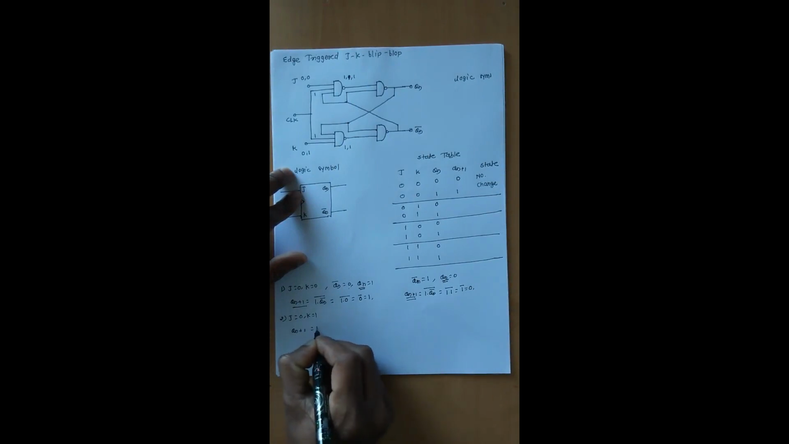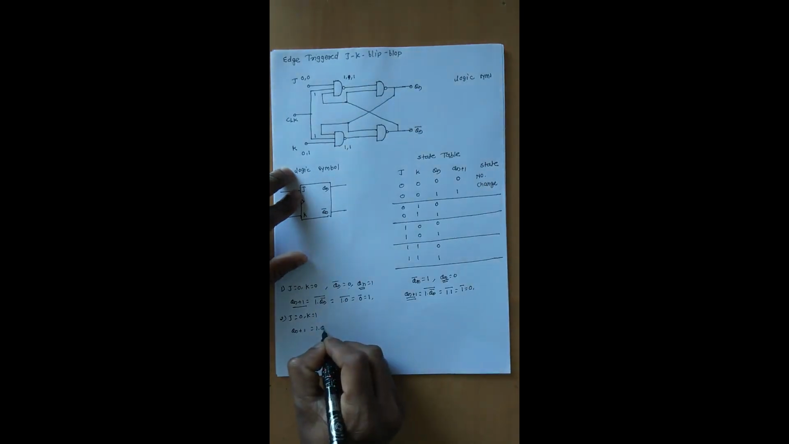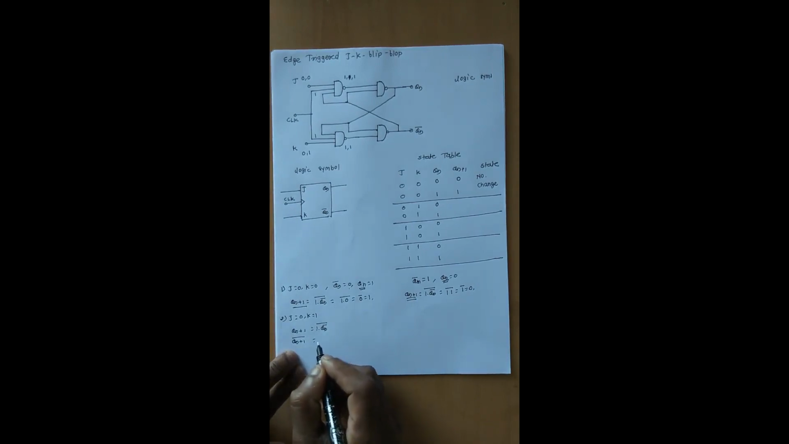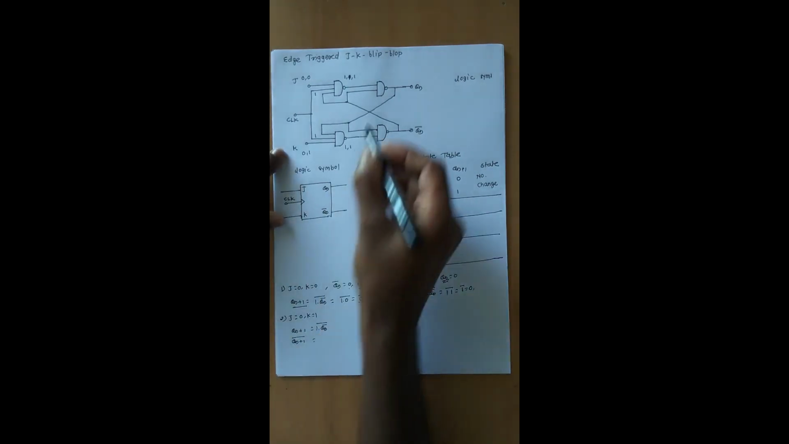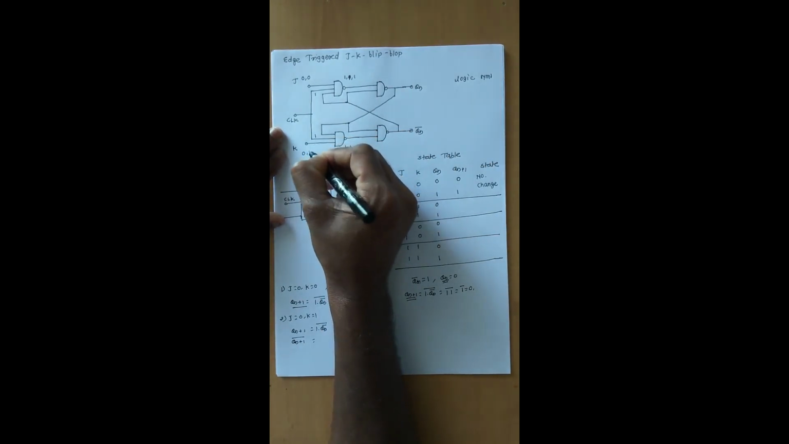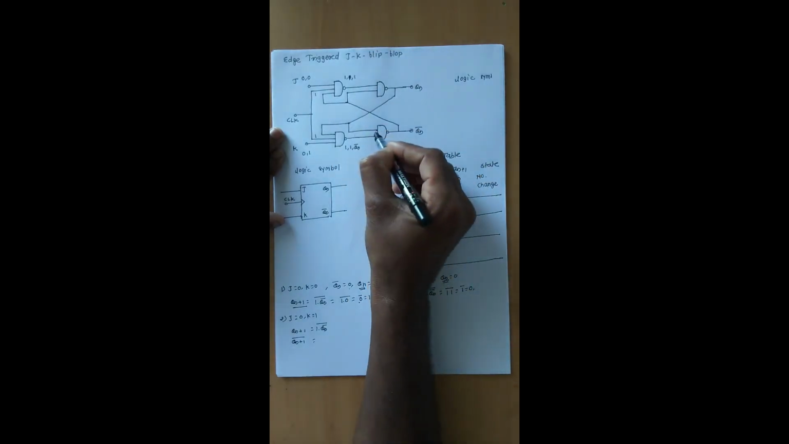Q of n plus 1 is equal to 1 into Q of n bar, and its whole bar. Okay, so from this we cannot predict the output value, so take the complement output of the next state. It will be Q of n plus 1 bar is equal to Q of n into 1, and the output will be Q of n bar. Okay, and this is nothing but Q of n.